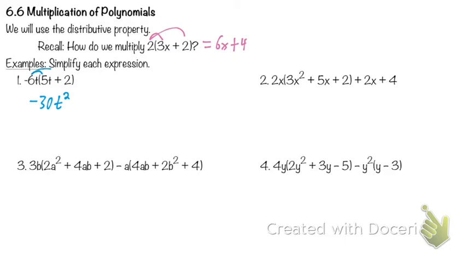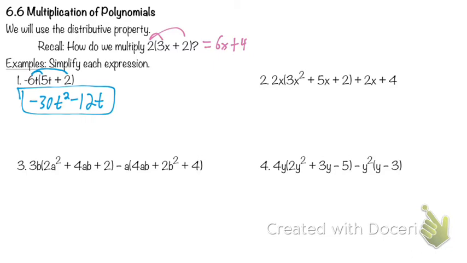And then we do negative 6t times 2, and what's that going to be? Negative 12t. Very good. Now, can we combine these? No, we can't. They'd have different exponents. So we're done there. Questions on that? Okay.